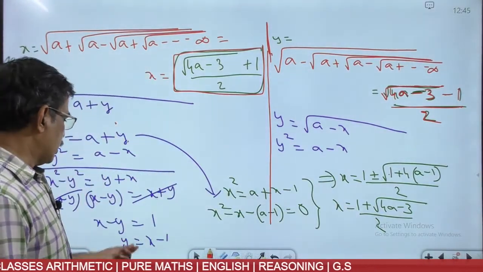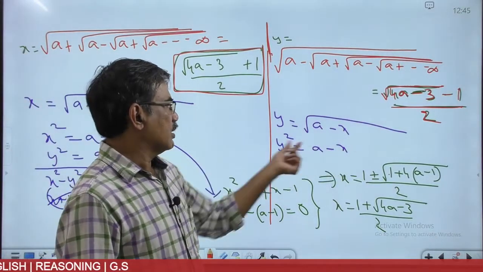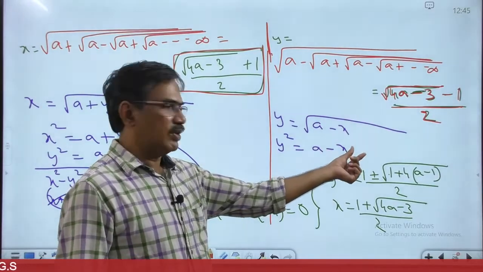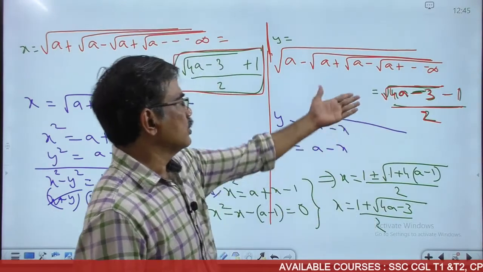Or if you want y, okay, x is equal to y plus 1, put x is equal to y plus 1 and we get a quadratic equation in terms of y square. Solving gives the same model, root of 4a minus 3 minus 1 by 2 is the answer.